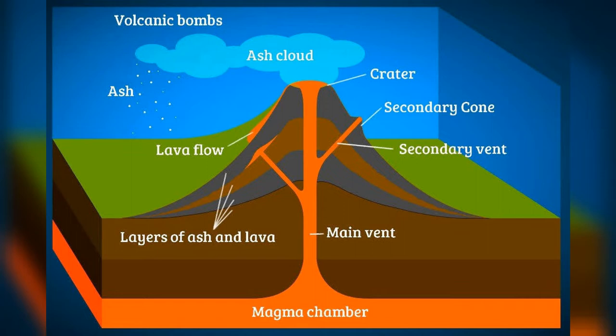Speaking of crater, that's another word you need to know. Another part of a volcano is the crater, which is a depression at the top of the volcano where the stuff erupts out of. Okay, so those are the main parts of a volcano: a magma chamber, a vent, a primary vent, a secondary vent, and a crater at the top.